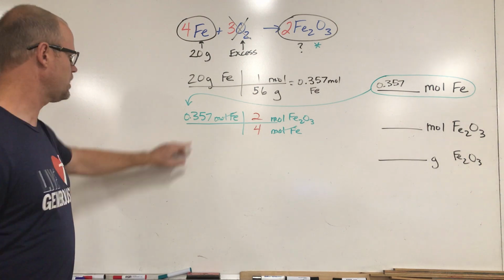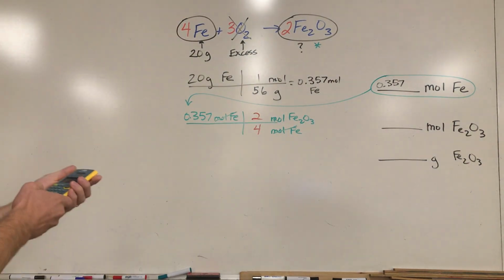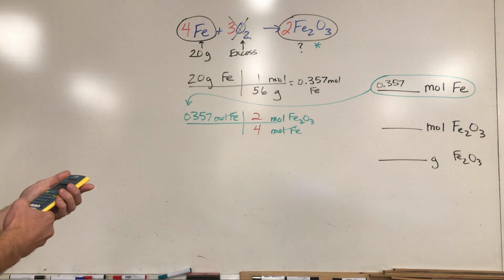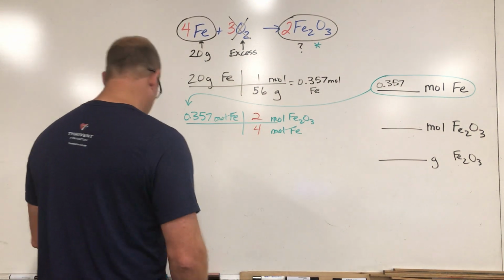Now I'm just going to plug this in. I take 0.357 times 2 divided by 4. Obviously you can simplify that. 0.357 times 2 divided by 4. I get 0.179. I'm going to round this a little bit.